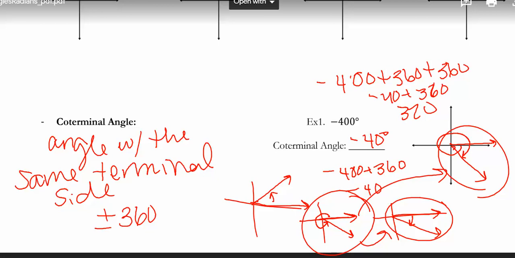So it's any number I can either add or subtract. I could also subtract 360. Negative 400 minus 360 is negative 760. That is also coterminal. Okay?